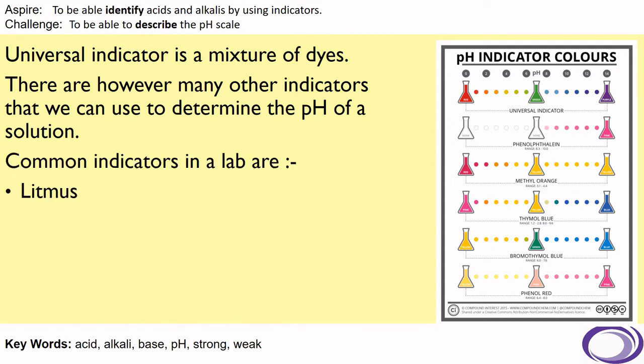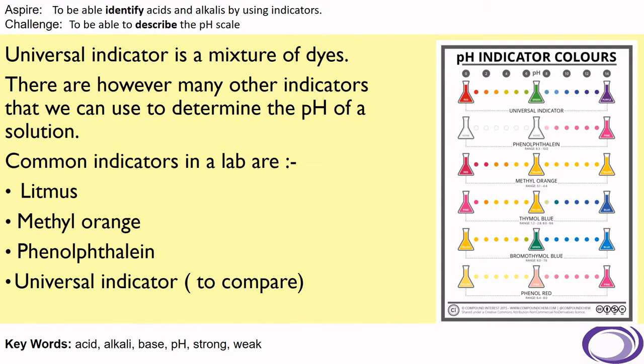The common indicators you would use in a lab are indicators such as litmus, methyl orange, phenolphthalein, and then if we do need to know the pH, we would use universal indicator. Or sometimes we would use a pH probe, which is slightly more accurate.